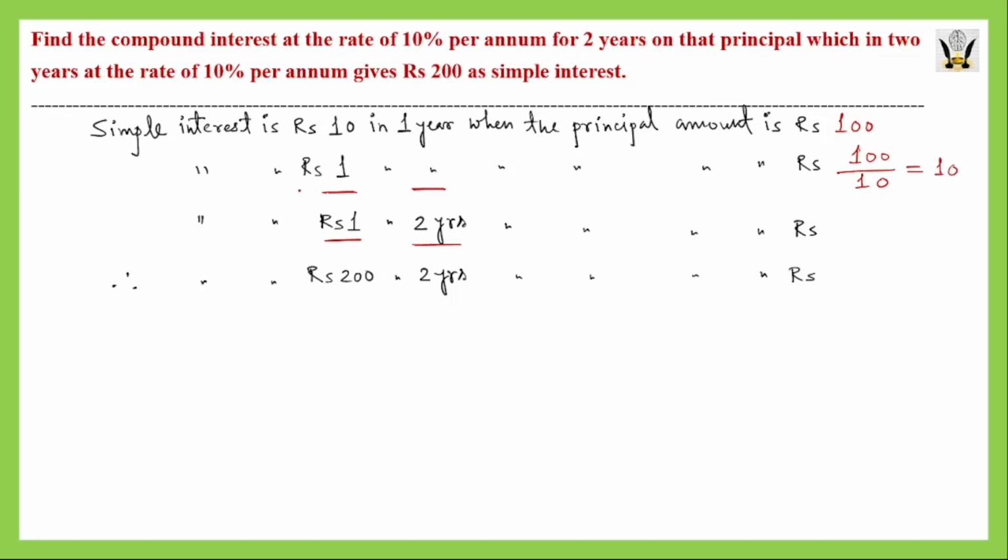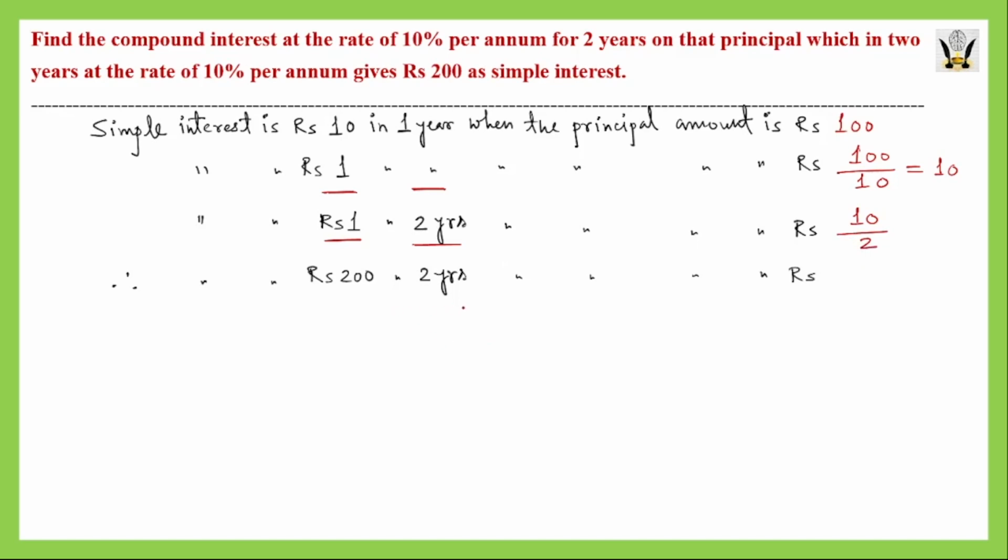So when the interest was rupees 1 in 1 year, then the principal amount was 10. Now the interest is again the same rupees 1, but this time instead of in 1 year we want to get the same interest in 2 years. So when we are increasing the time period, then definitely we need to invest less money. And that's why here the principal amount will be half of the initial principal amount. So it will be 10 divided by 2.